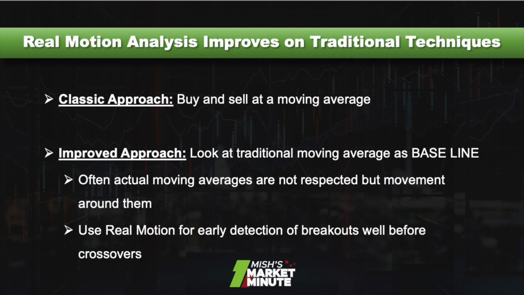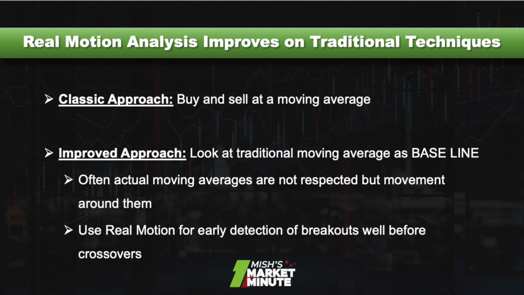So basically, the classic approach of finding a trade and traditional type of analysis techniques is that you buy and sell at a moving average. Something clears a 50-day moving average, clears a 200-day moving average, a 10-day moving average, an exponential moving average, whatever it is that you like to use. That's classic. Clears it, it's a buy. Breaks it, it's a sell.